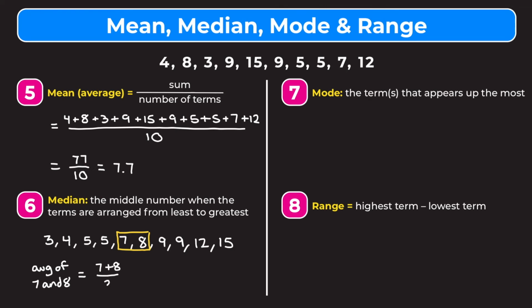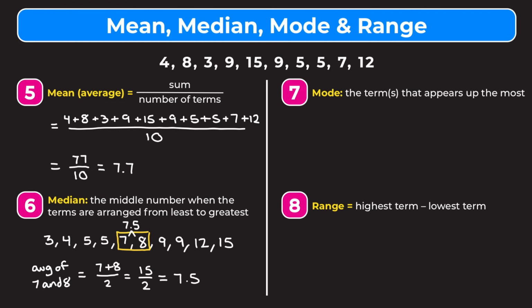We're finding the average of 2 terms. 7 plus 8 is 15. 15 divided by 2 is 7.5. So we get a median of 7.5. You could also think about this as the middle of 7 and 8. So 7.5 is right in the middle of 7 and 8. So either way you think about it, we get 7.5 as our median.